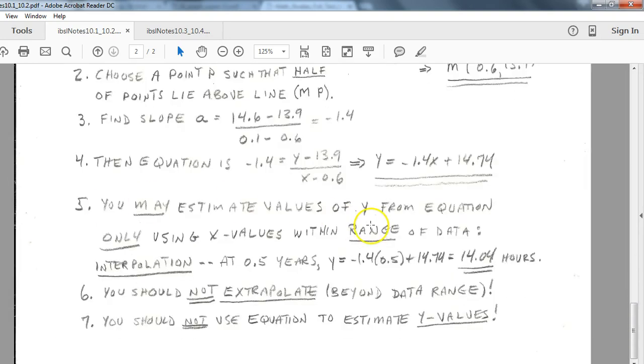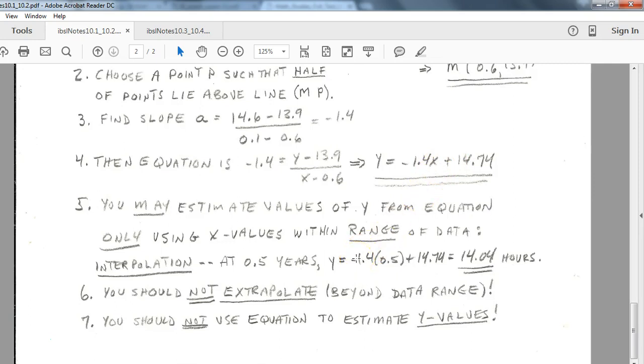Again, if I wanted to say, if I am 6 months old, I can now plug 6 months, or half a year, into my equation and estimate how many hours of sleep I would get if I was 6 months old. That's really what this equation is used for, to estimate other values.